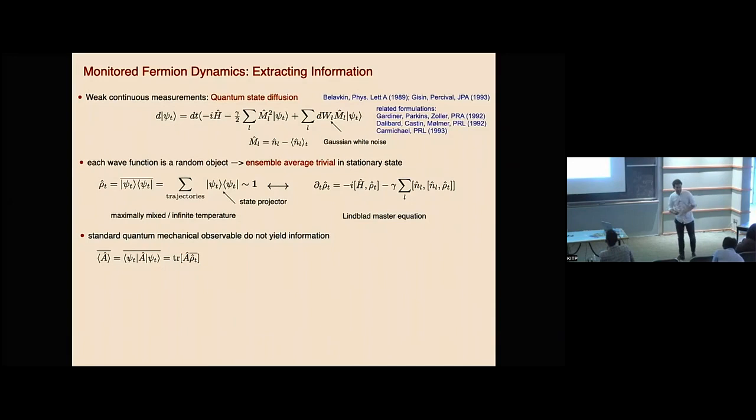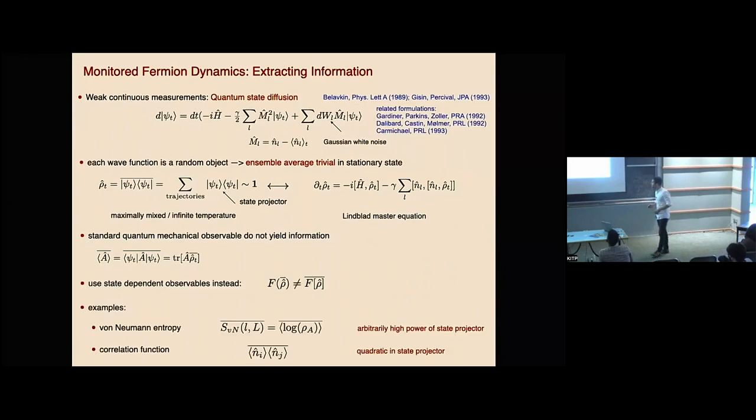This also makes it immediately clear that any standard quantum mechanical observable doesn't yield any information. Standard quantum mechanical observables take this form: we take the average with respect to this stochastically averaged projector, and that's the same as evaluating these averages in an infinite temperature state. So it seems to make sense to capitalize on this simple relation, just as a trial.